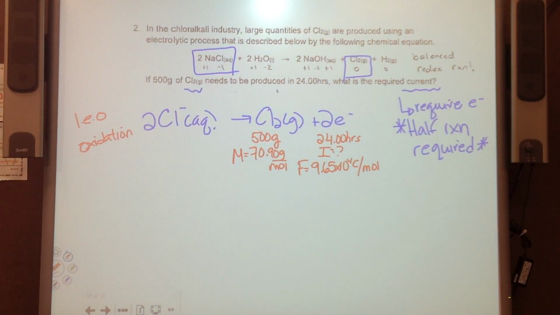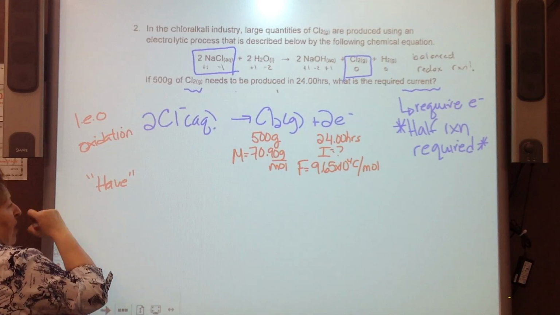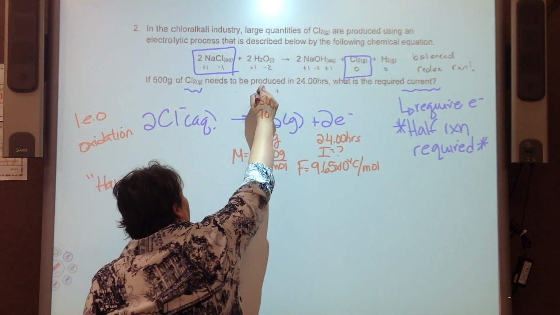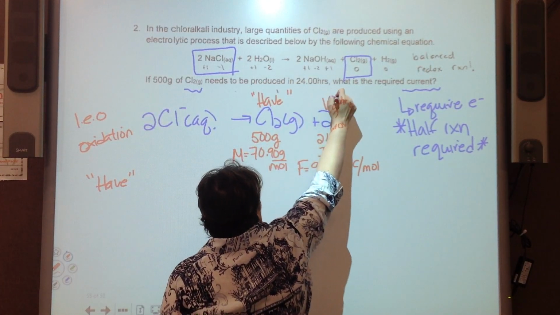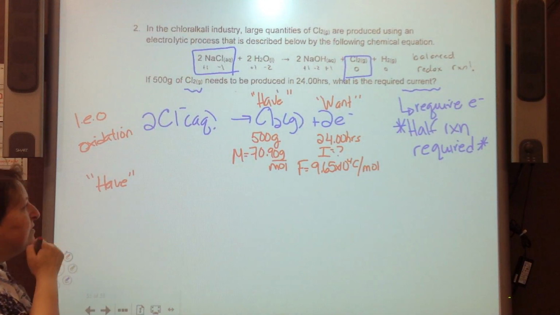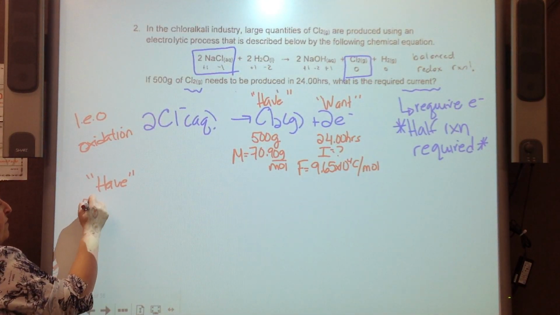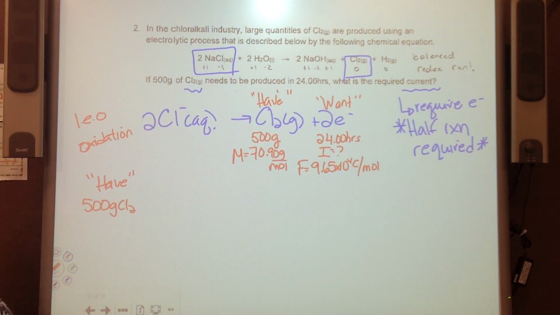Okay? So, stoichiometry always starts out with what you have. We have this information. We want this information. So we're going to start with our 500 grams of Cl2. I'm going to do it in one line. If you see it easier in a bunch of steps, feel free to do it that way. There's nothing wrong with it.